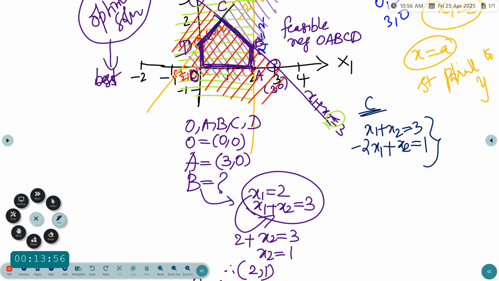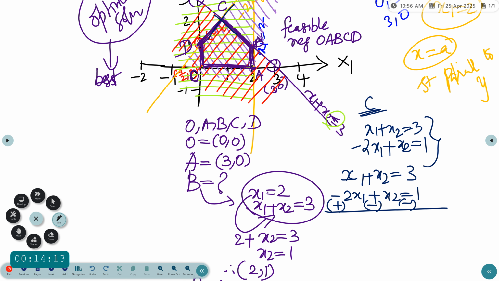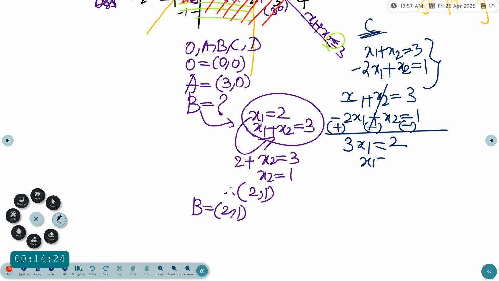How can you solve these two lines? Use the normal elimination method. Otherwise, using a calculator, you will get the answer. But the normal elimination method is very simple. Minus 2x1 plus x2 equal to 1. Changing the sign for the second equation, this will be plus and this will be minus and this will be minus. This x2 and minus x2 will be cancelled. So x1 plus 2x1, it will be 3x1. 3 minus 1 equal to 2. x1 equal to 2 by 3.